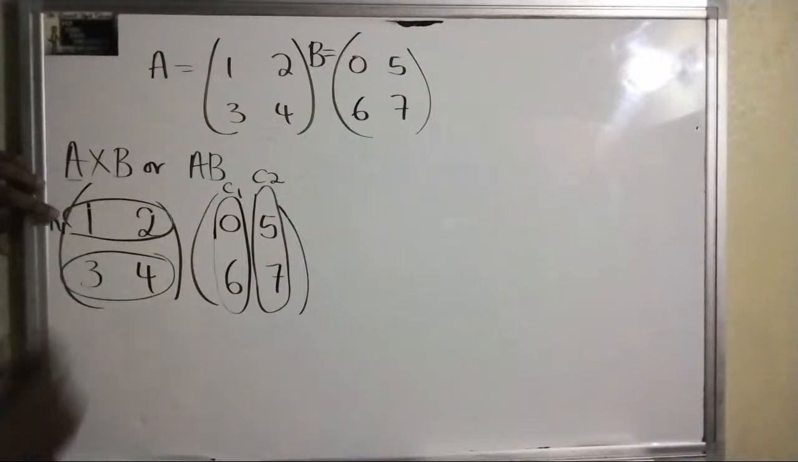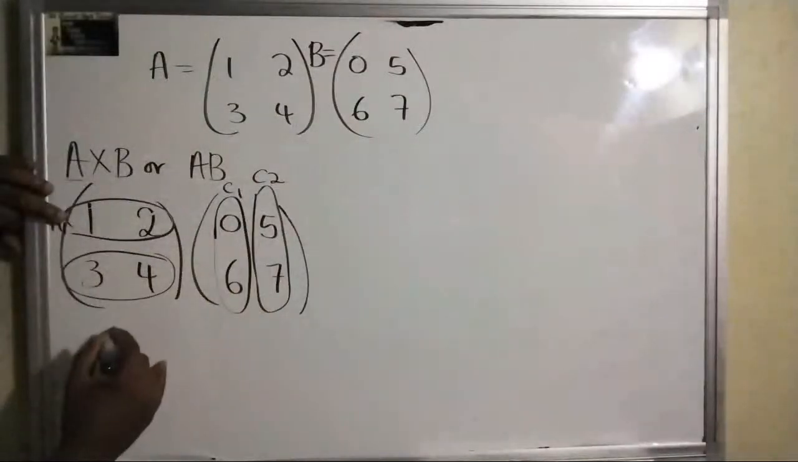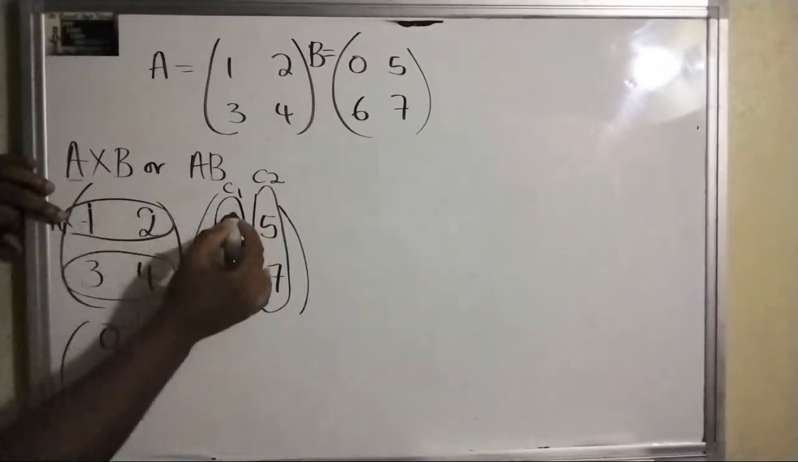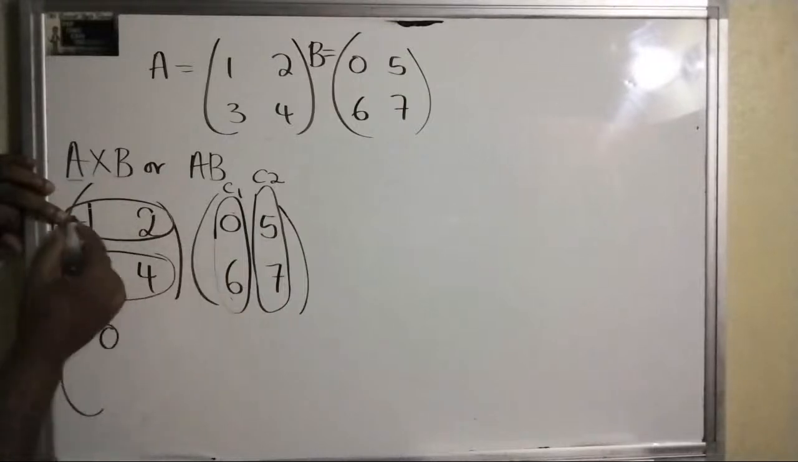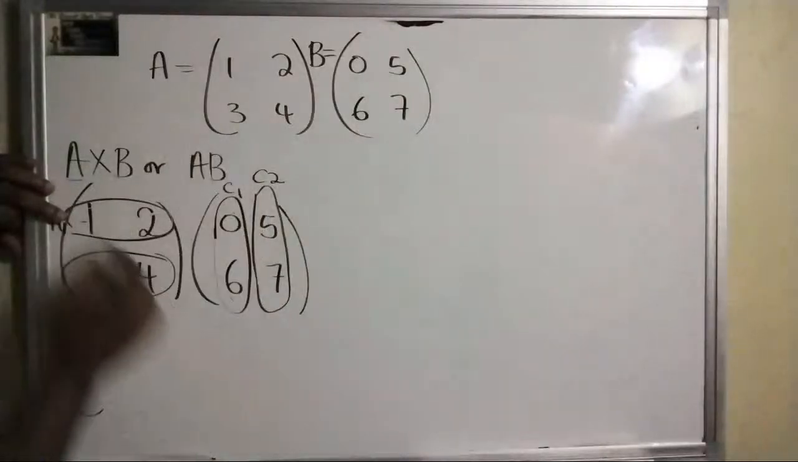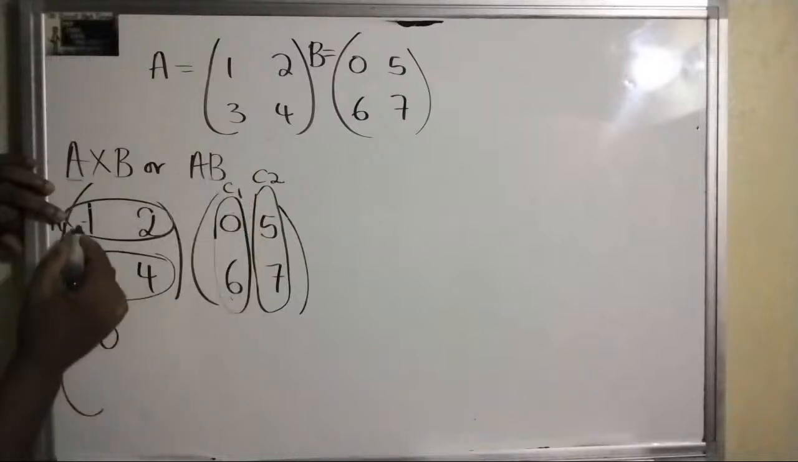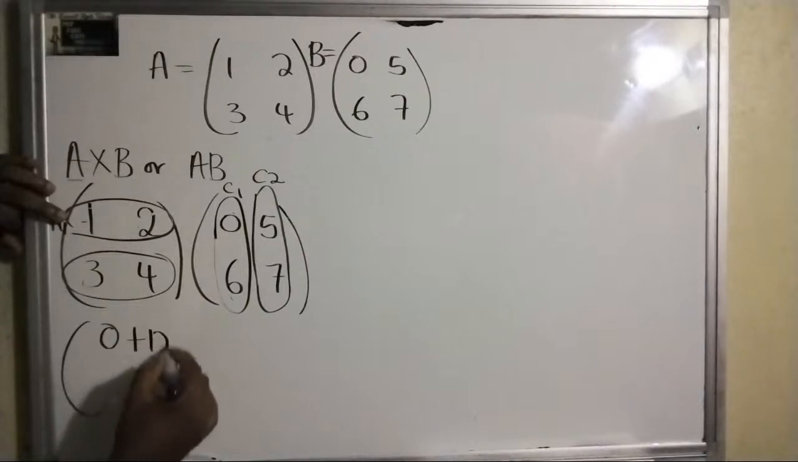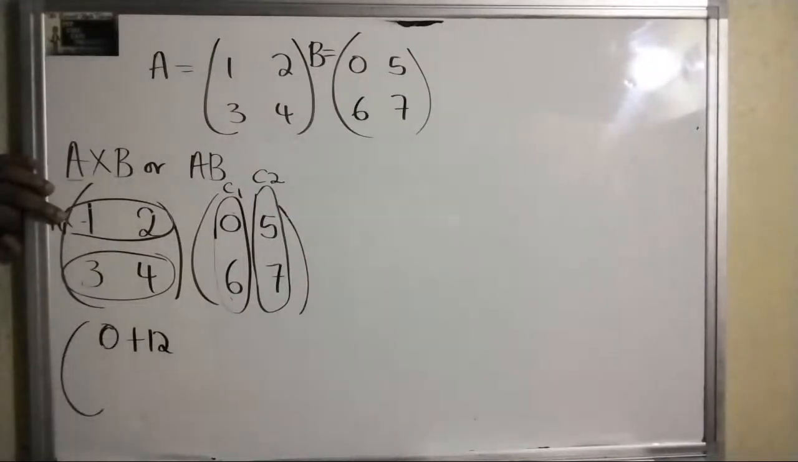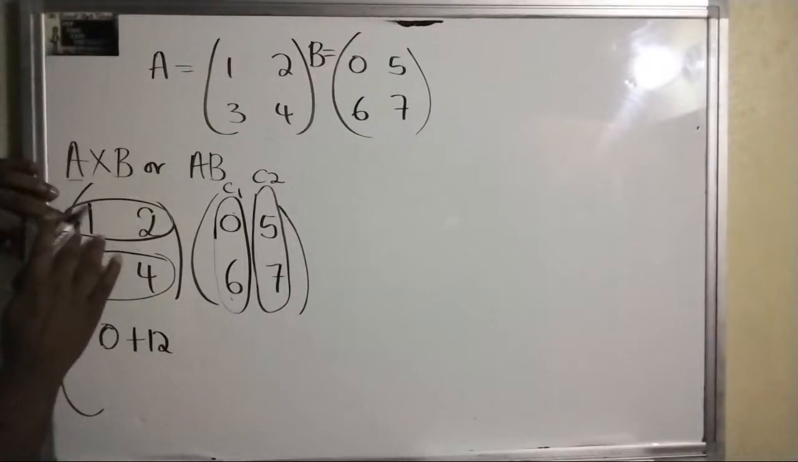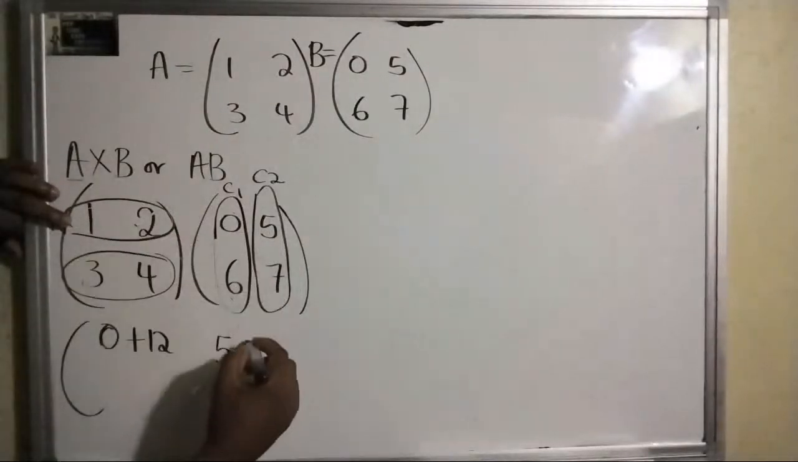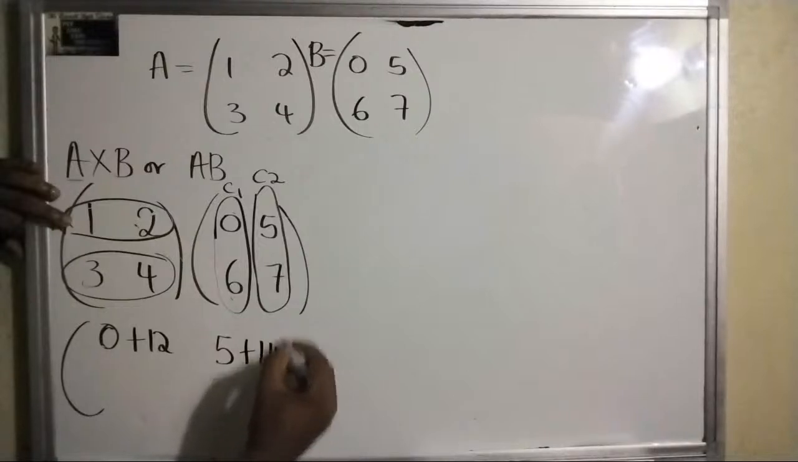Alright, so let's go. It's 1 times 0. Anything times 0 is 0. So 1 times 0, then 2 times 6. Notice one row, one column. So 1 times 0 is 0, and 2 times 6 is 12. And then we're done with that one. Then 1 times 5 is 5, and 2 times 7 is 14.